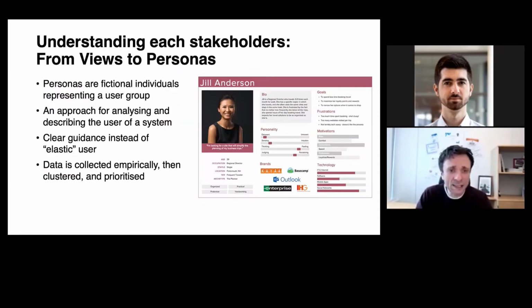Last but not least, personas are, I believe, a great way to understand the actual true human being behind these more abstract entities in a stakeholder model.